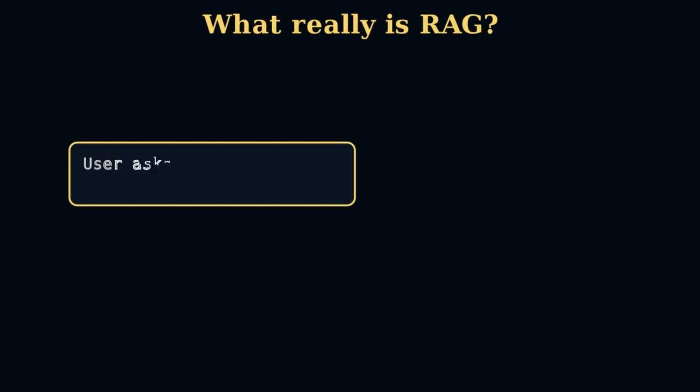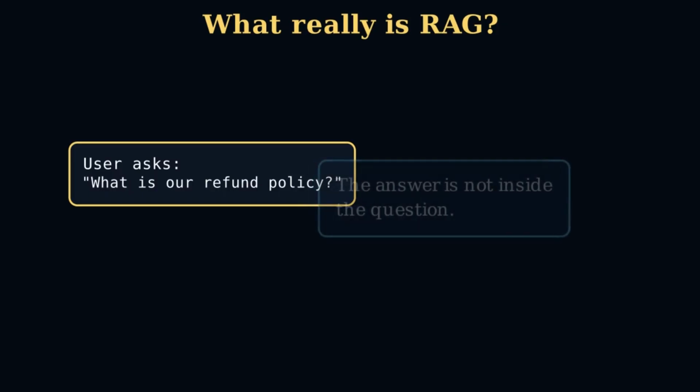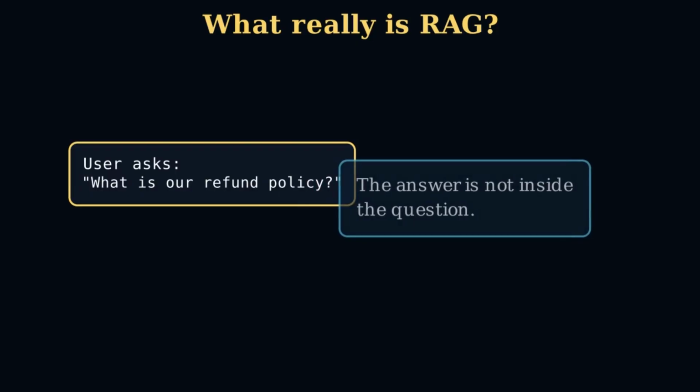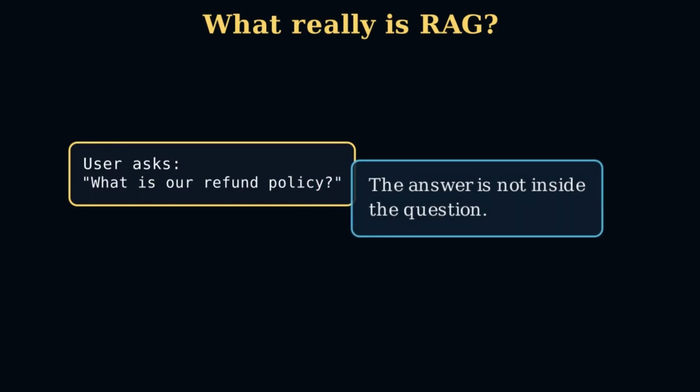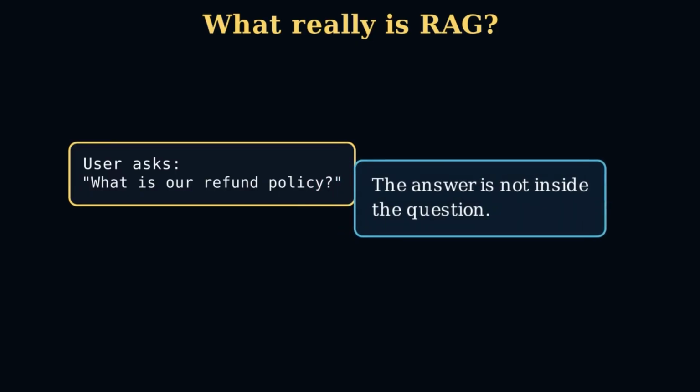Before we define RAG, let's start with one simple question. Imagine you ask an AI, what is our refund policy? At first, this looks like a simple question, but there is a hidden problem. The answer is not inside the question. The answer is inside a document. Maybe a PDF, maybe a company policy file, maybe a Notion page, maybe a database.